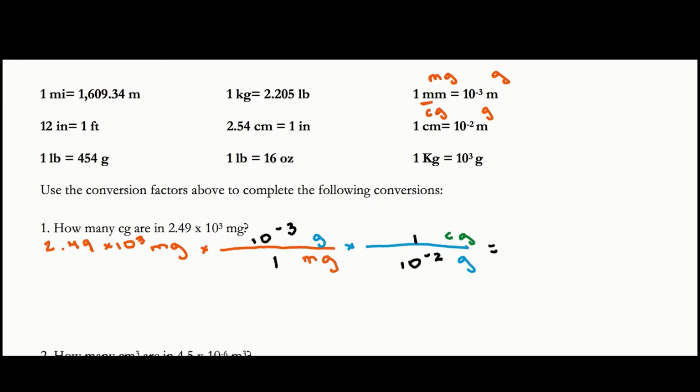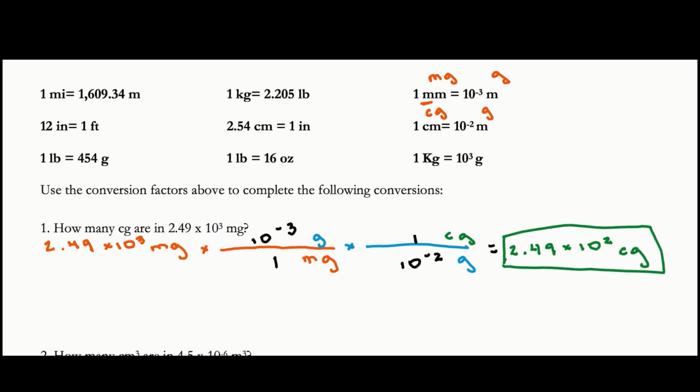Okay? So now I'm going to find my answer. So I'm going to take 2.49 times 10 to the third. I'm going to multiply that by 10 to the negative third. And I'm going to divide that by 10 to the negative second. What I get for my final answer is 2.49 times 10 to the second, and my units are centigrams. Okay? I'm going to really quickly double check sig figs and units. 2.49 has 3 sig figs, 2.49 has 3 sig figs as well. My units should be centigrams. I put centigrams, so I'm going to box off my answer.